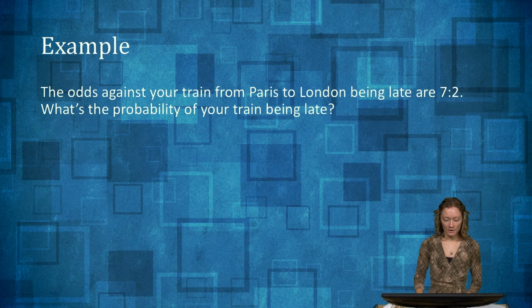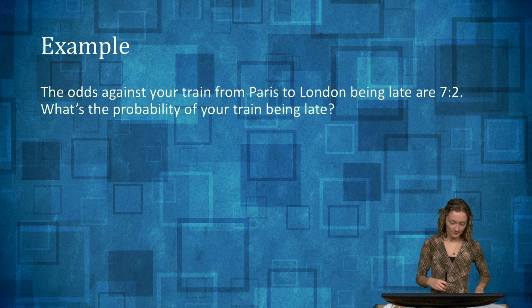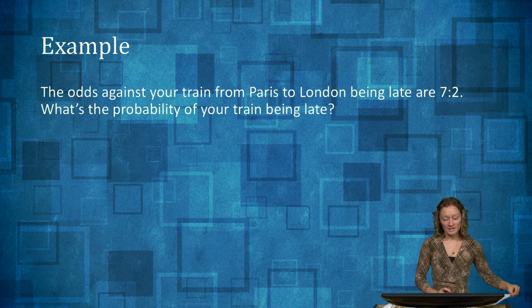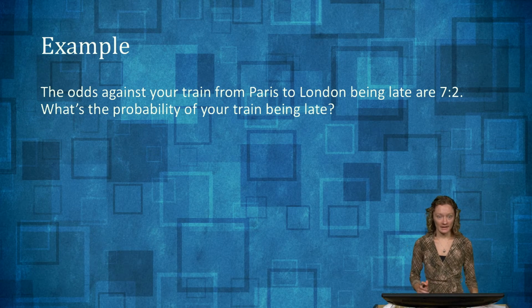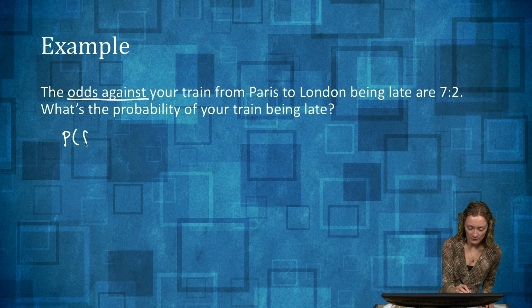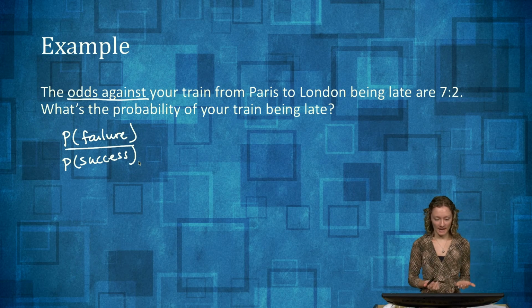Okay. One more example before our practice problems, and this is the going backwards problem. The odds against your train from Paris to London being late are 7 to 2. What's the probability of your train being late? So we have odds against, which means probability of failure over probability of success.